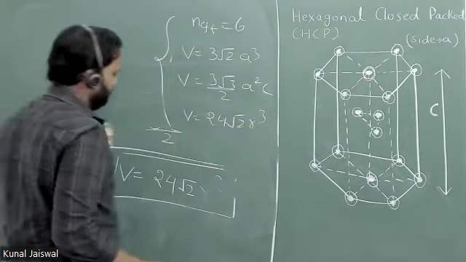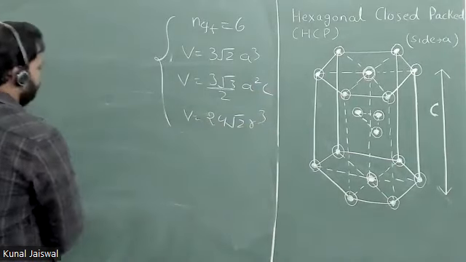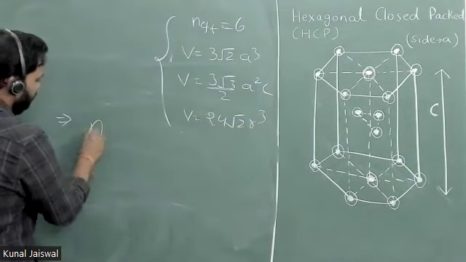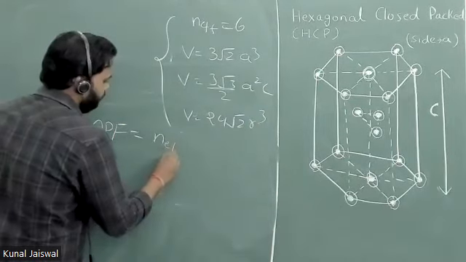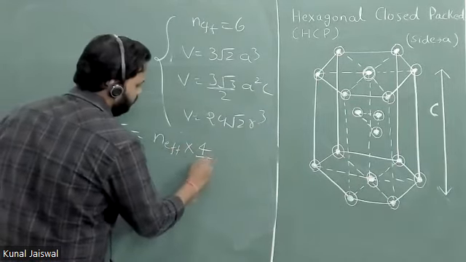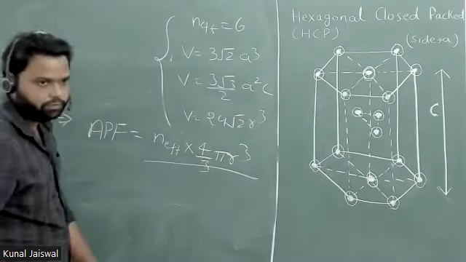Okay, just use this and find the atomic packing fraction. Find out, everyone. It is 0.74, obviously, quite famous, but let's find out. N effective multiplied by the volume of one atom, 4/3 πR³, divided by the volume of the unit cell.